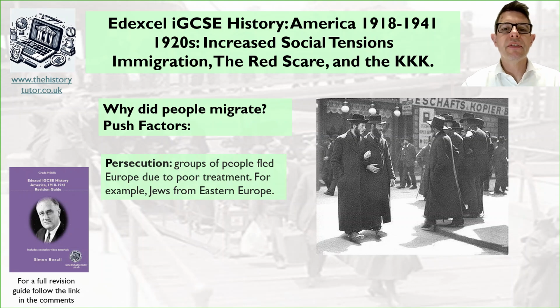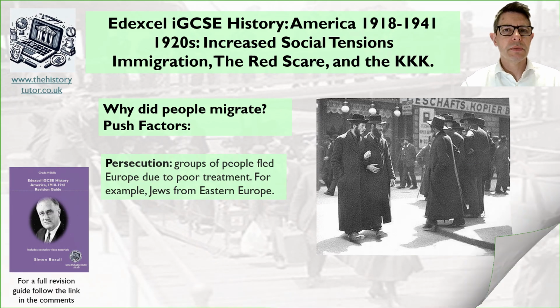Persecution. Groups of people fled Europe due to poor treatment. For example, Jews from Eastern Europe were being persecuted in the late 1800s. You've got the pogroms in Russia, for instance, the attacks on Jewish populations there. Also, you've got different versions of Protestants not feeling welcome in certain communities of Europe.